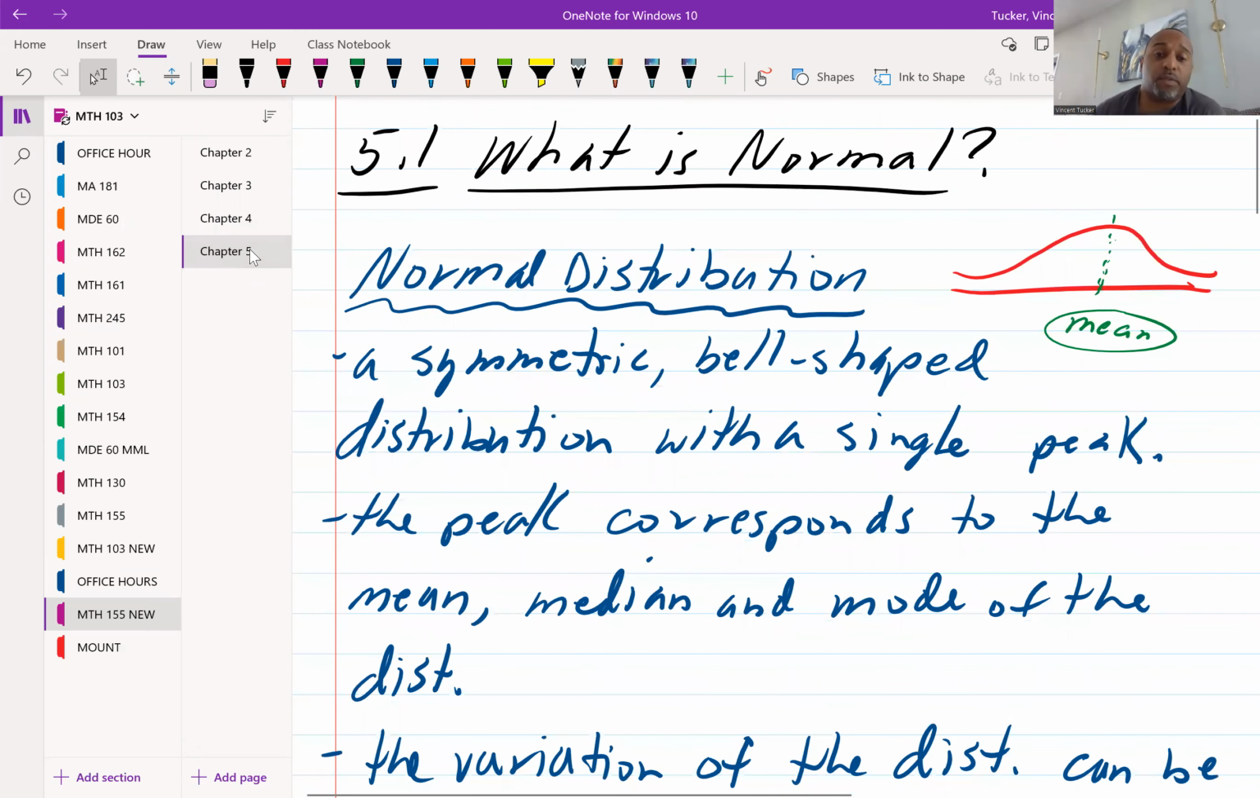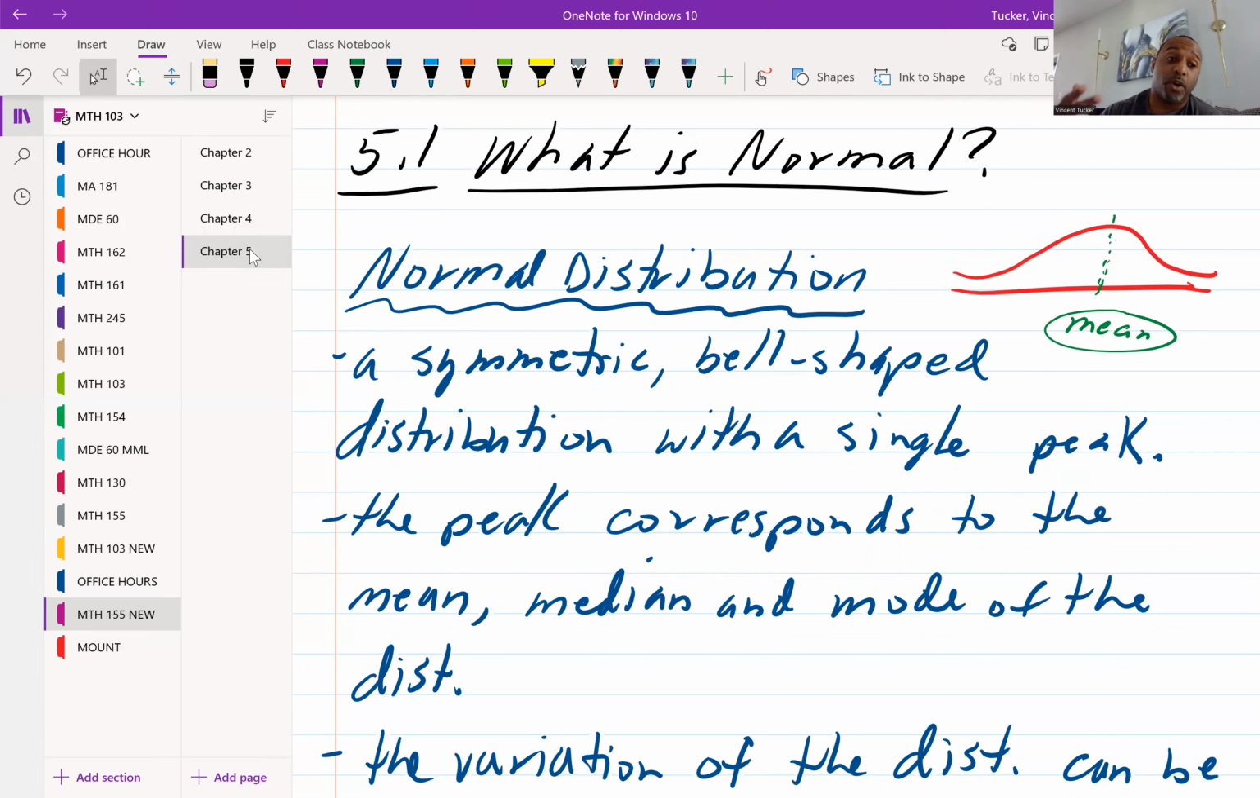So let's look at 5-1. 5-1 will not be a part of what's on your test, but I just want to go ahead and knock it out. It's more, like I said, an introduction to what chapter 5 is about. So it starts off, the title is What is Normal? And we're looking at the normal distribution.